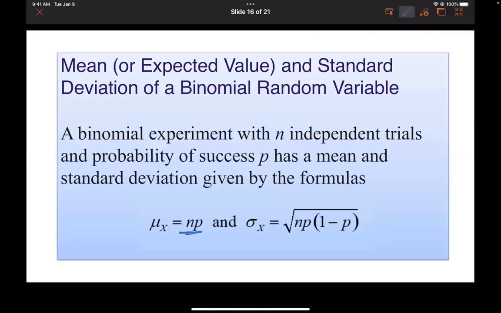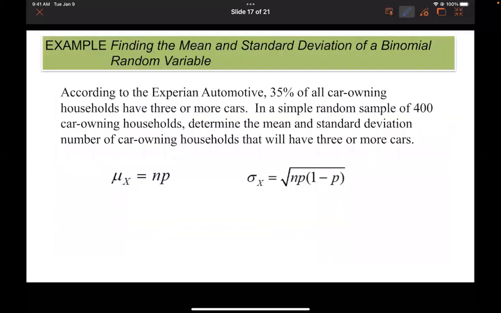All right, let's do some math with it. And so maybe this will help cement it. Okay. So according to Experian Automotive, 35% of all car owning households have 3 or more cars. In a simple random sample of 400 car owning households, we want the standard deviation and the mean of the number that will have 3 or more cars.